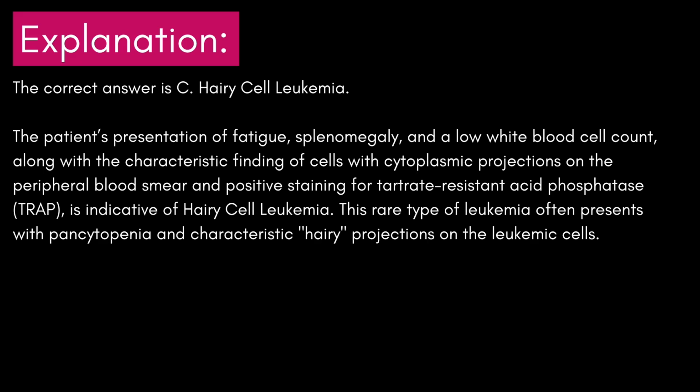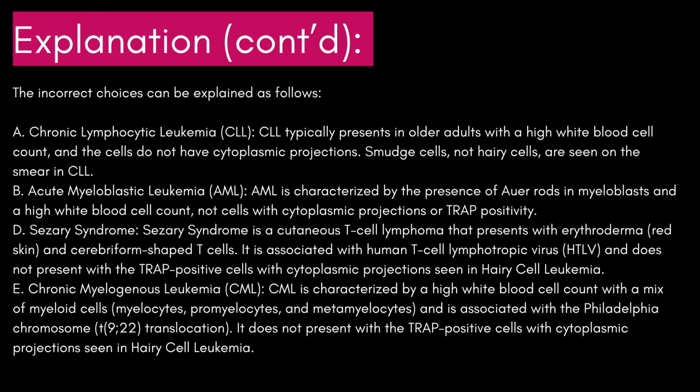All right, let's go ahead and see why the other answer choices are incorrect. The incorrect choices can be explained as follows. A. Chronic lymphocytic leukemia, CLL. CLL typically presents in older adults with a high white blood cell count, and the cells do not have cytoplasmic projections. Smudge cells, not hairy cells, are seen on the smear in CLL. B. Acute myeloblastic leukemia, AML. AML is characterized by the presence of Auer rods in myeloblasts and a high white blood cell count, not cells with cytoplasmic projections or TRAP positivity.